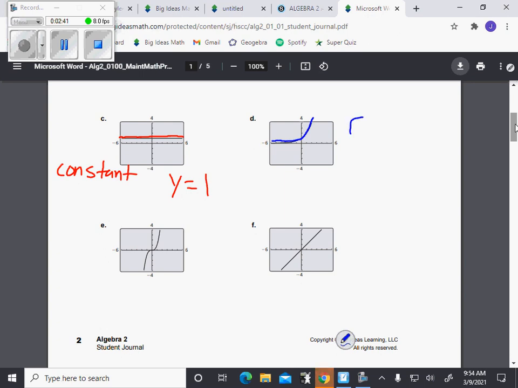D starts out very minimal, then it shoots up really quick. That's called exponential. An exponential graph looks like this: y equals 2 to the x. The variable x is the exponent. Exponential, exponent. That's a good way to remember that.